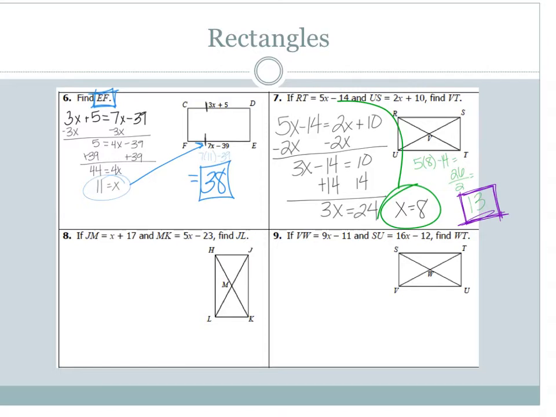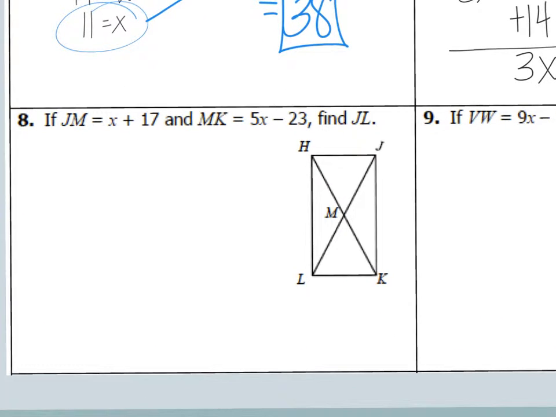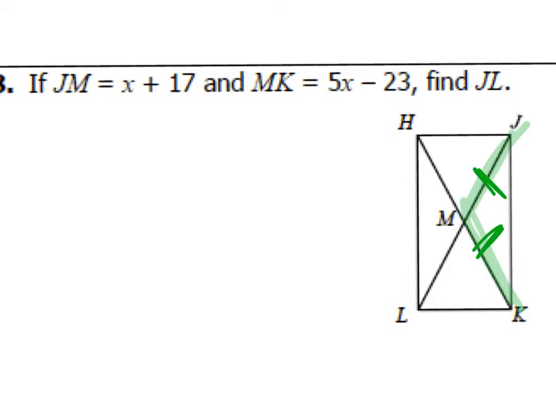Alright, so looking at question number 8 now, JM is x plus 17, and MK is 5x minus 23. Find JL. So one of the first things we're going to have to do is I noticed that JM is half of a bisector. So JM is this, and MK is this, and I know because we have a rectangle that they're equal to each other. So I'm going to set both of them equal to each other. x plus 17 equals 5x minus 23.